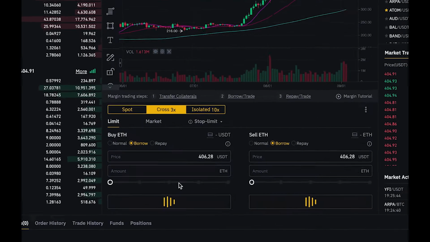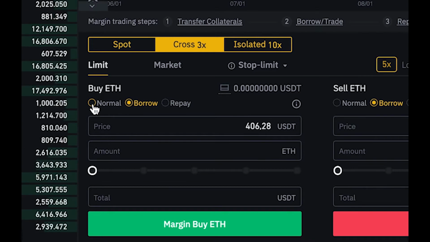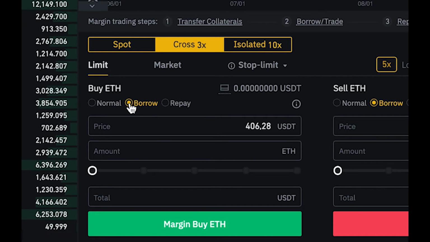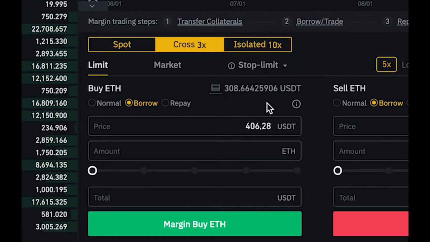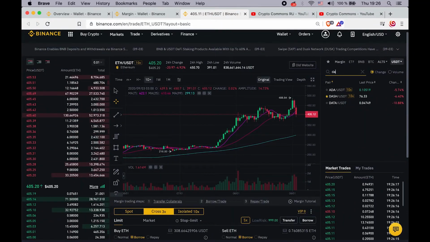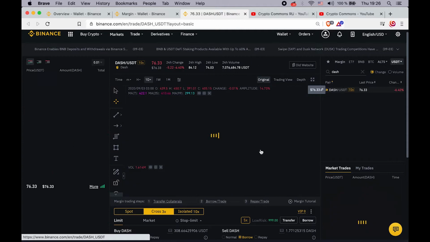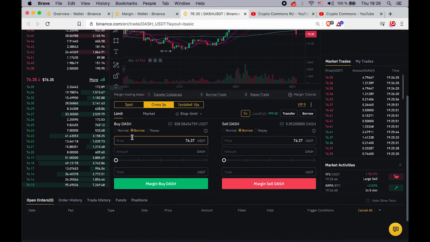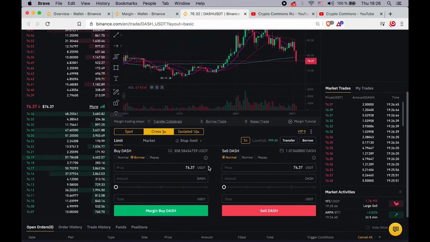Here we got normal mode. It's just simple trading like spot trading with real asset. We don't have USDT on our margin account, so we see 0 USDT. And now we have borrow mode. Borrow mode lets us borrow from exchange, so we see 300 bucks. So we can take basically 5x times bigger position than we have. Remember, we had 77 bucks in Dash, and now we can trade up to 300 bucks, as you understood. We can borrow 300 bucks to buy more Dash, for example, or some other coin.